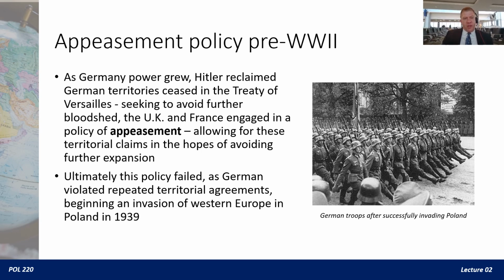As German power grew, Hitler reclaimed a lot of the German territories seized in the Treaty of Versailles here, seeking to avoid further conflict. The problem was that other European countries largely didn't respond. In fact, the UK and France engaged in this policy of what we call appeasement. So essentially allowing Hitler and the Germans to reclaim these territories in an effort to avoid future conflict and hopefully further expansion here. Ultimately, this policy fails because the Germans end up violating repeated territorial agreements and ended up invading Western Europe entirely, beginning in Poland in 1939.